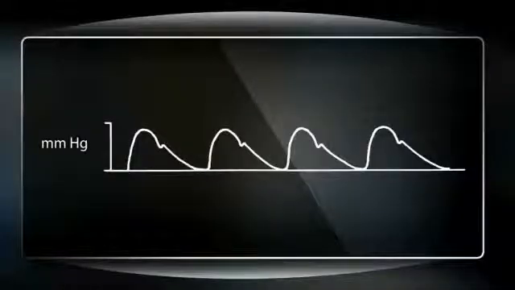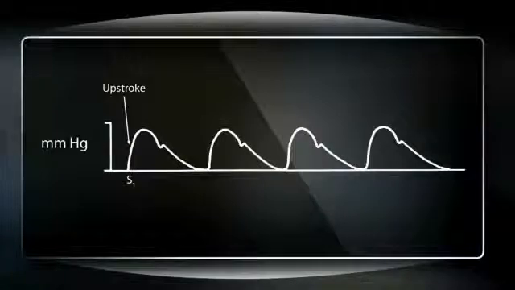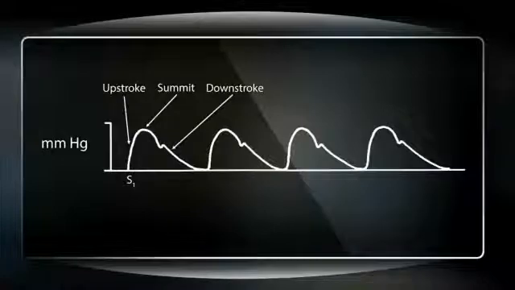This illustration represents the contour of the pulse wave, that is, the speed of the upstroke, the duration of its summit, and the speed of the downstroke. The normal upstroke is brisk, smooth, and rapid, and follows S1 almost immediately. The summit is smooth, rounded, and roughly mid-systolic. The downstroke is less abrupt than the upstroke.